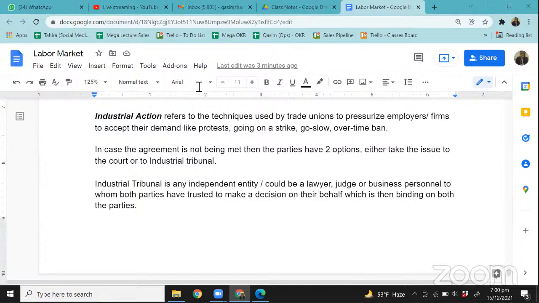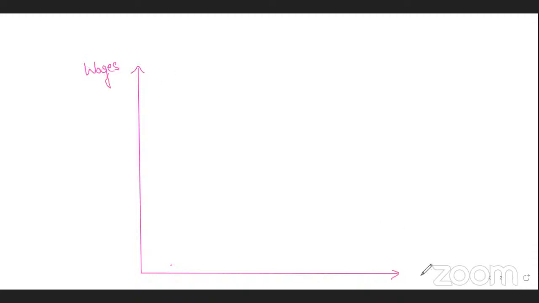Now, coming to the graph side of it, think about this. What exactly a trade union is doing is that it basically puts pressure on the company by restricting the supply of labor. So for any given firm, let's say you have wages on the y-axis, like always, and quantity of labor on the x-axis.